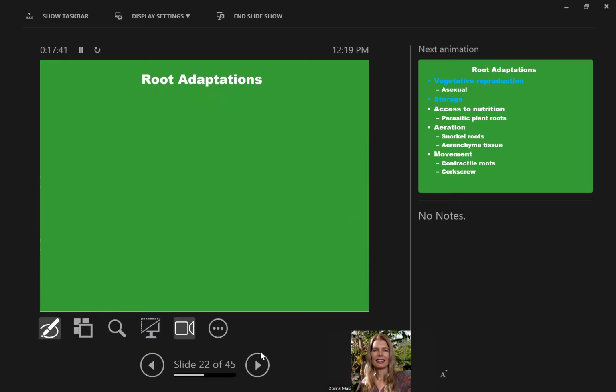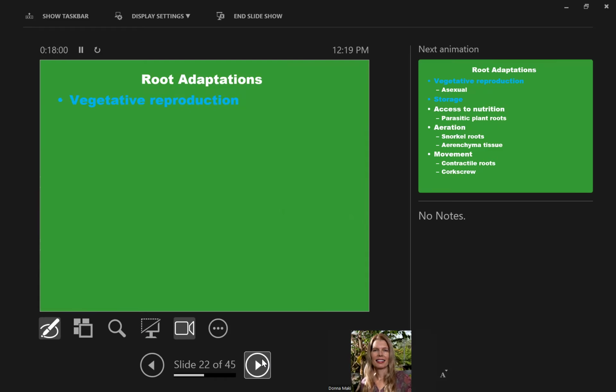Okay. So roots are very complex. The normal person doesn't probably think about roots very much because you don't see them. They're buried in the soil and it's hard to really think about them when you don't see them every day. But there's a lot that they do for the plant.